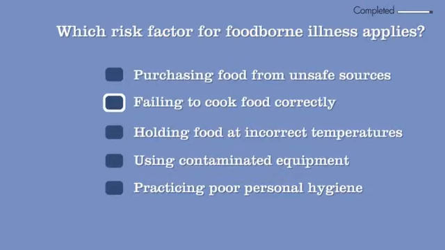That's right. The cook failed to cook the chicken correctly because it should have been cooked to 165 degrees Fahrenheit, 74 degrees Celsius, before serving it. That can cause a foodborne illness.